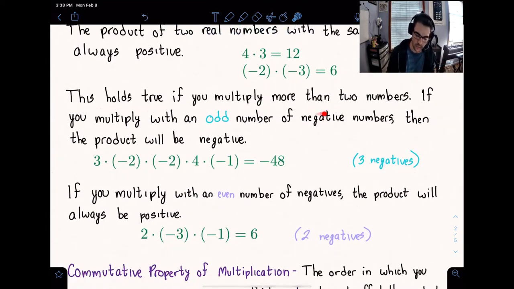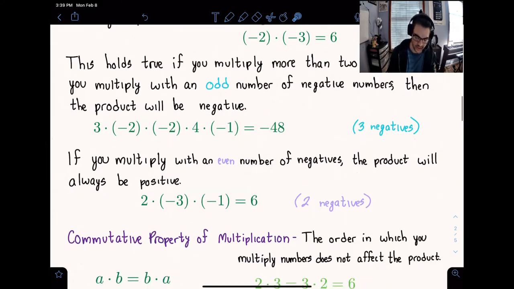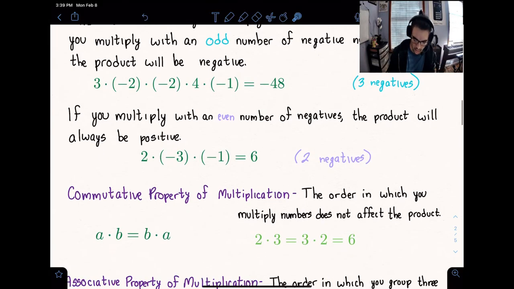This holds true if you multiply more than two numbers. If you multiply with any odd number of negative numbers, then the product will be negative. And here's an example. We can see here we have 1, 2, 3 negative numbers and 2 positive ones. The amount of positive ones don't even matter. All we care about are the negatives. Because there's an odd amount of negatives, our final answer is negative, not odd.